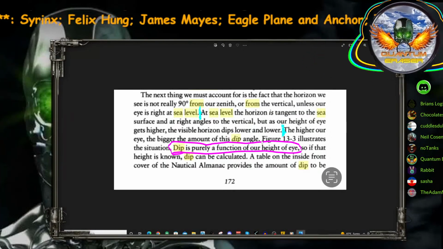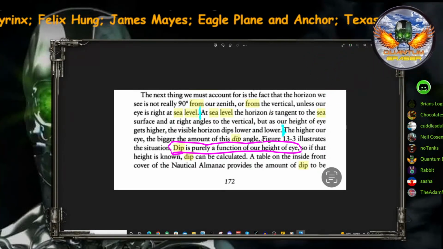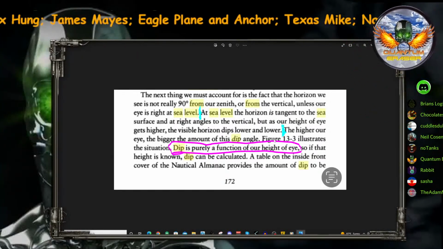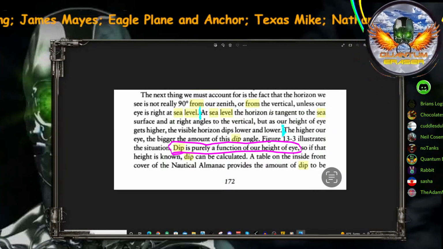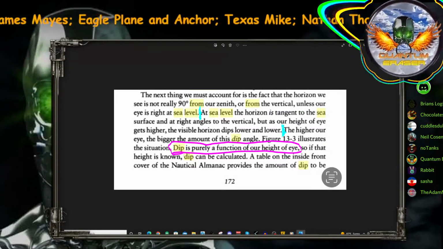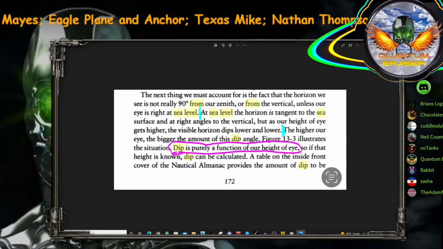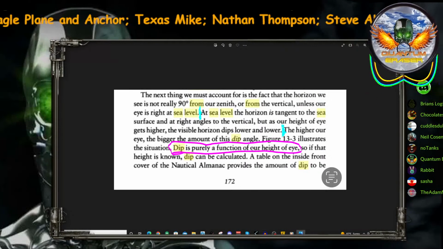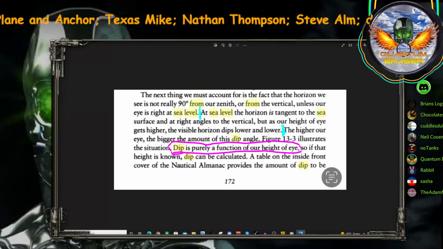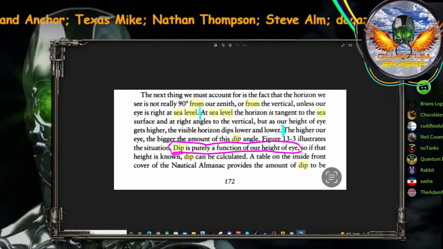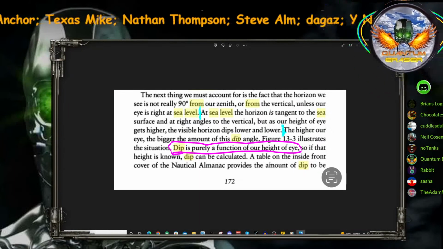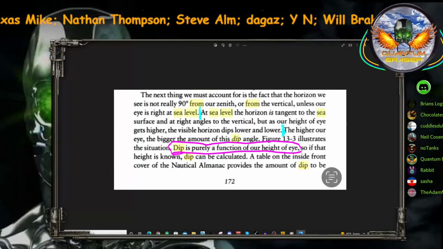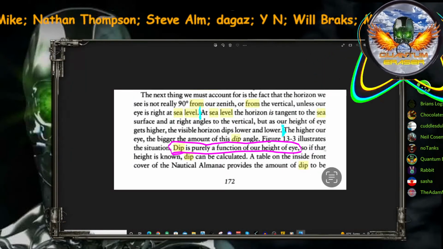Yeah, right. And Anna Nicole married for love, and Pol Pot was her florist. Let me finish, Adam. Figure 13-3 illustrates the situation. Yeah, right. I bet it does. Another crayon-munching cartoon. Dip is purely a function of our height of eye. That is correct. You still need to be institutionalized. So if that height is known, dip can be calculated. A table on the inside front cover of the Nautical Almanac provides the amount of dip. So there you go, Chocolate.